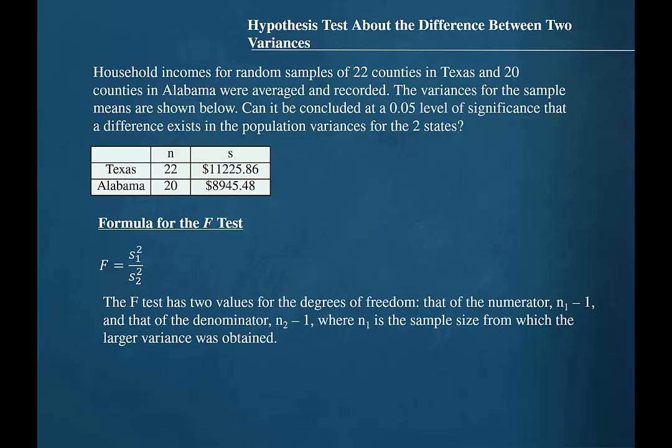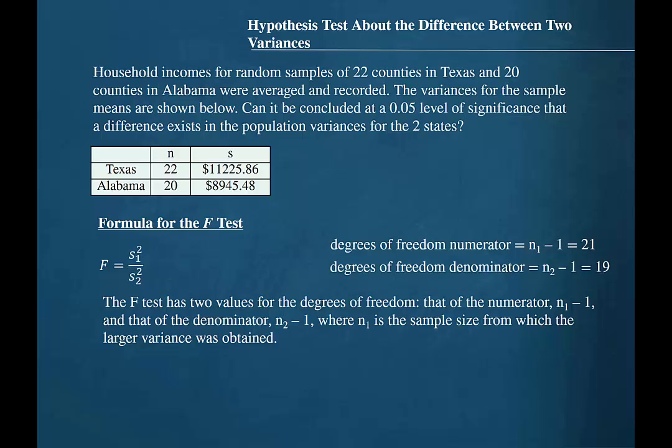The F-test has two values for the degrees of freedom, that of the numerator, n1 minus 1, and that of the denominator, n2 minus 1, where n1 is the sample size from which the larger variance was obtained. So the degrees of freedom for the numerator will be n1 minus 1, where Texas represents group 1, so the number of degrees of freedom for the numerator will be 21. The degrees of freedom for the denominator then will be 19.